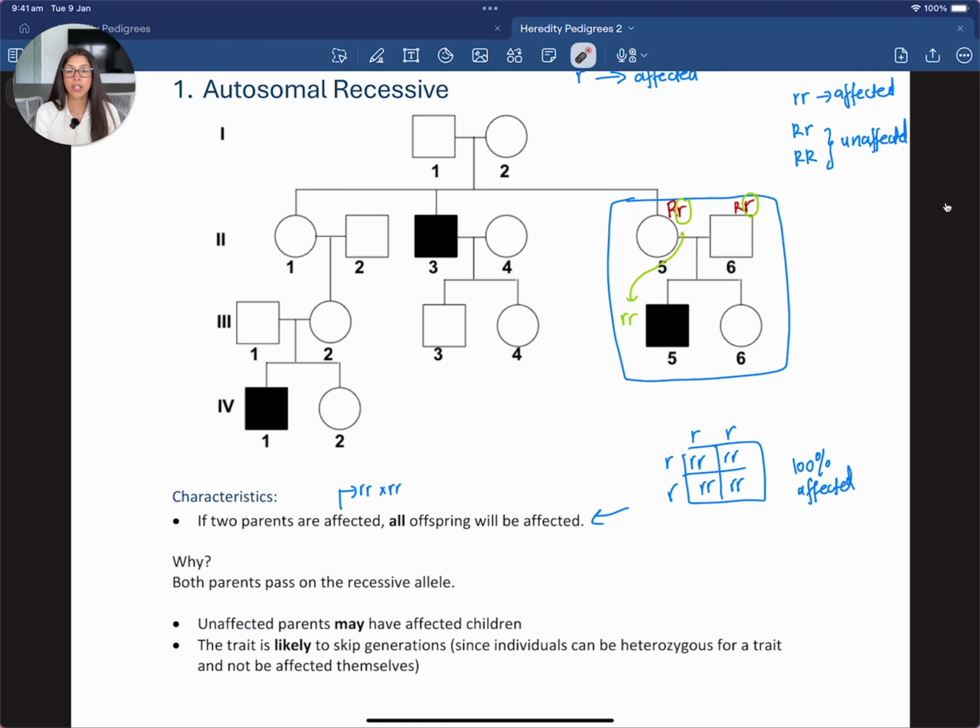Another characteristic of autosomal recessive conditions is that the trait is likely to skip generations. As you can even tell in this example here, if some individuals are heterozygous, they're not being affected themselves, but they can pass on the recessive alleles to their children, making them affected. So you might find some generations have completely unaffected individuals, but in the next generation, the condition may appear. That is because some individuals are heterozygous for the trait and not affected themselves.